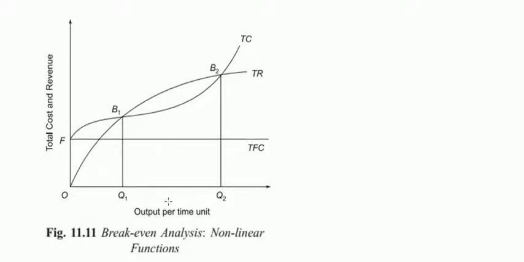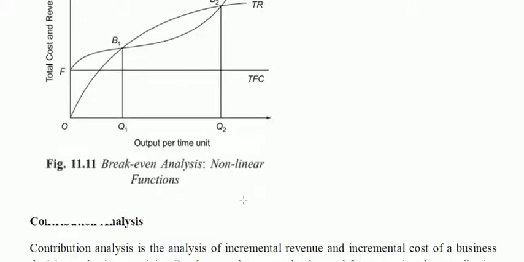So basically my cost is following a cubic function and revenue is following this function, so I'll be having profit only between Q1 and Q2. I should not be producing more items and trying to sell more than Q2, nor producing less items and selling less than Q1. I should produce and sell my items between Q1 and Q2 quantities. So this is about break-even analysis when there is a non-linear function.